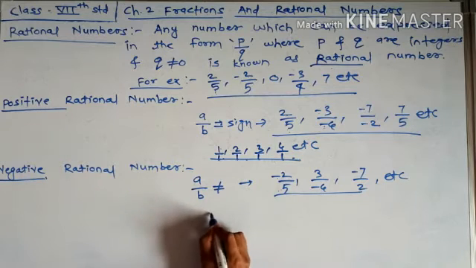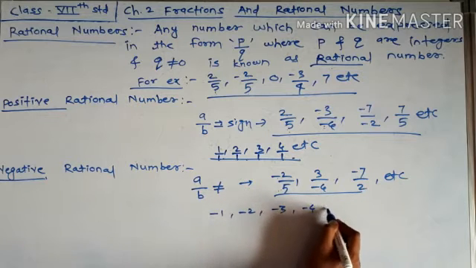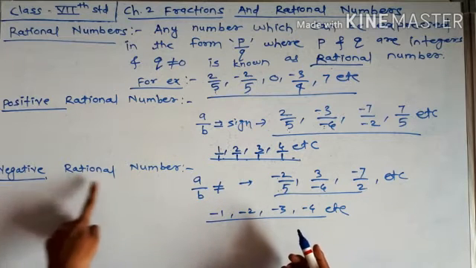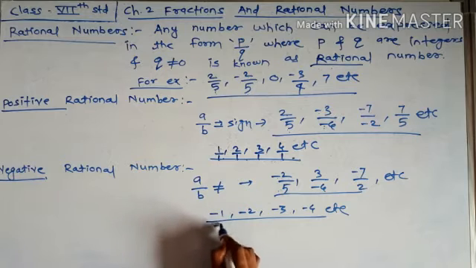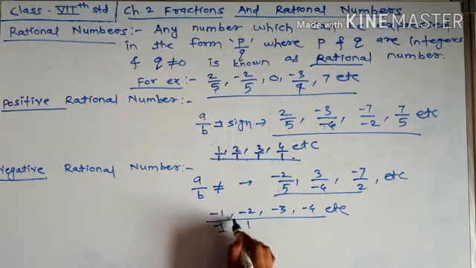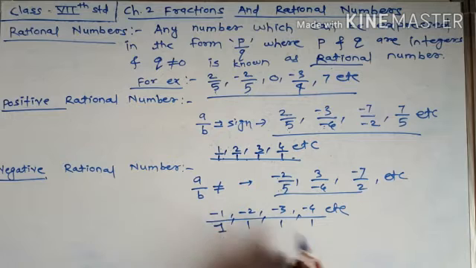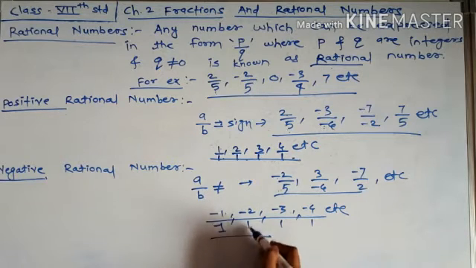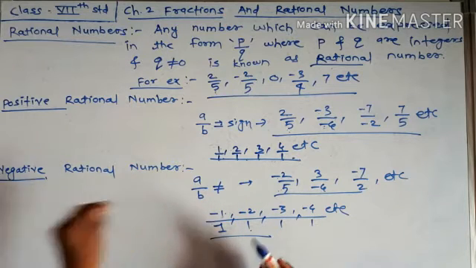Here also, all negative integers, that is minus 1, minus 2, minus 3, minus 4 and so on, are also negative rational numbers. Why? Because every negative integer can also be written as minus 1 upon 1, minus 2 upon 1, minus 3 upon 1, minus 4 upon 1. That means every negative integer can be written in the form p by q. So therefore every negative integer is also a negative rational number.